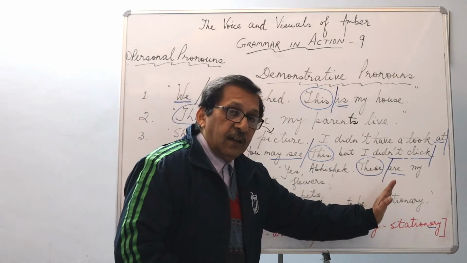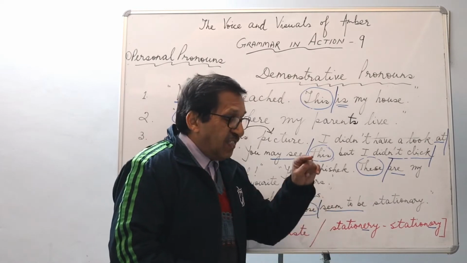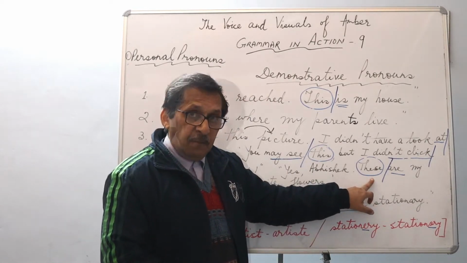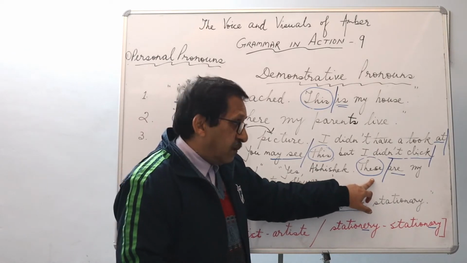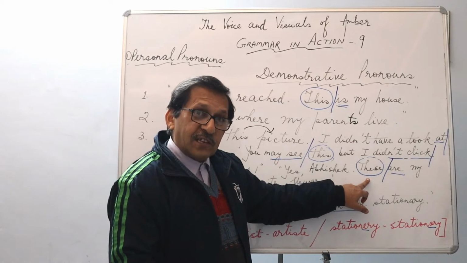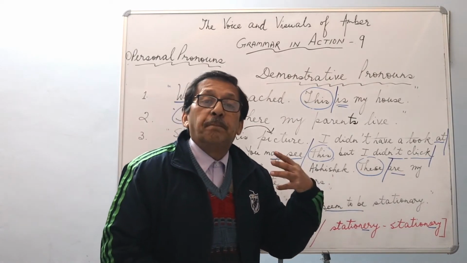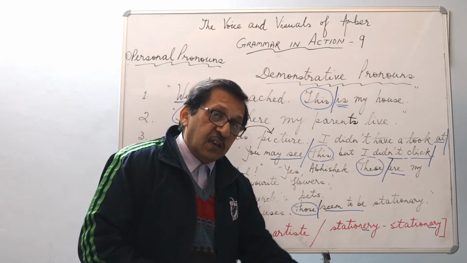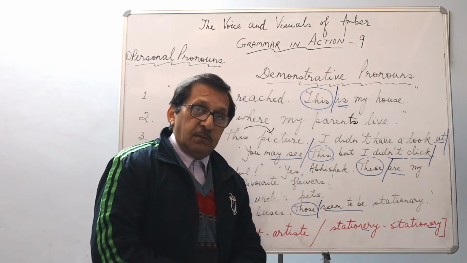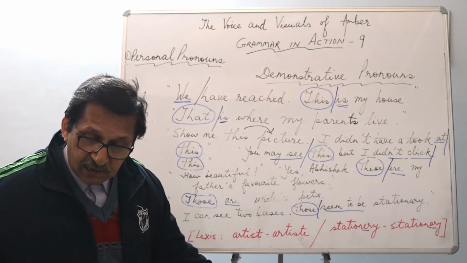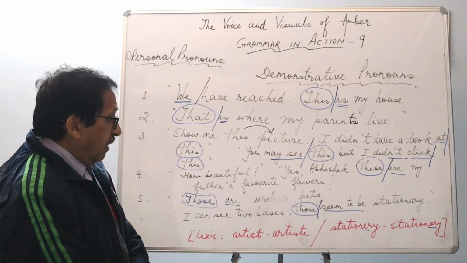So what are my father's favorite flowers? These. So these, therefore, is the demonstrative pronoun acting as the subject of the sentence. And of course, these stands for plural number, and for an object or objects which are very close to the communicator or the speaker. Yes, Abhishek, these are my father's favorite flowers.